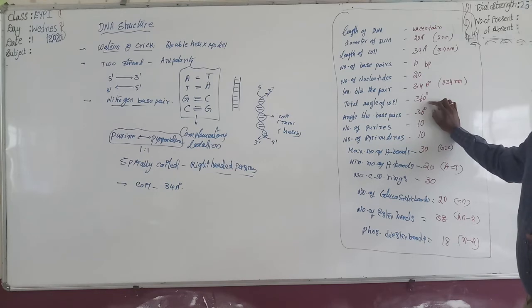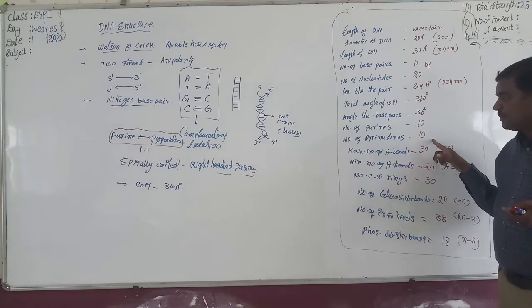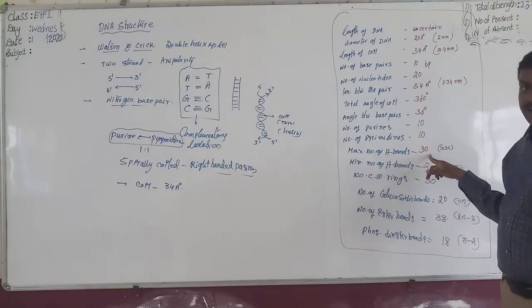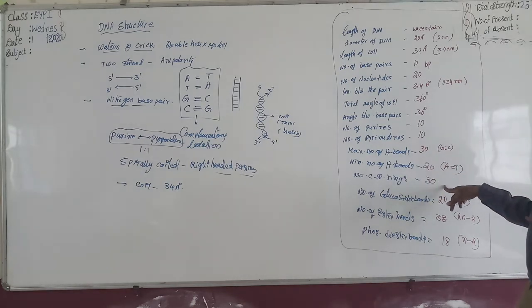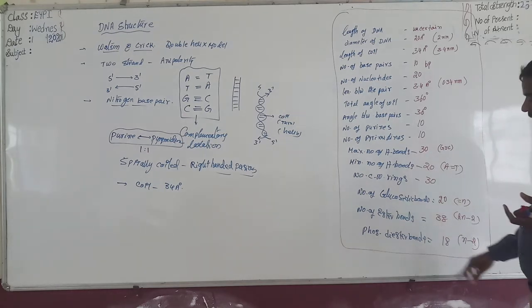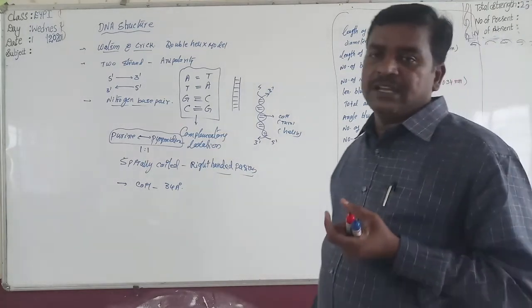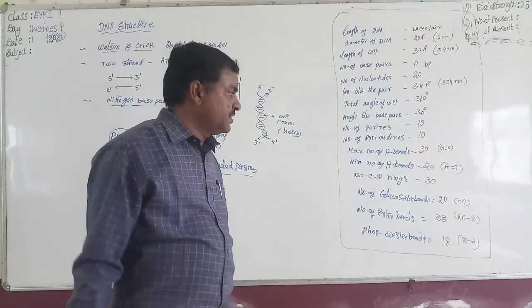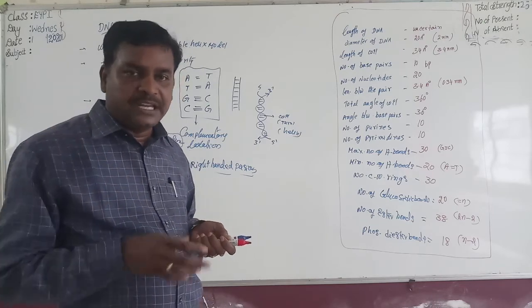Total angle 360, between base pairs 36. Total purines 10, total pyrimidines 10. Hydrogen bonds: maximum 30 and minimum 20. Number of CN rings 30, and number of glycosidic bonds is equal to N, that is 20. Number of ester bonds 2N minus 2, that is 40 minus 2, equal to 38. Number of diester bonds N minus 2, N is 20, minus 2 means 18. They are the most important measurements for the calculation of any problem regarding the DNA molecule.